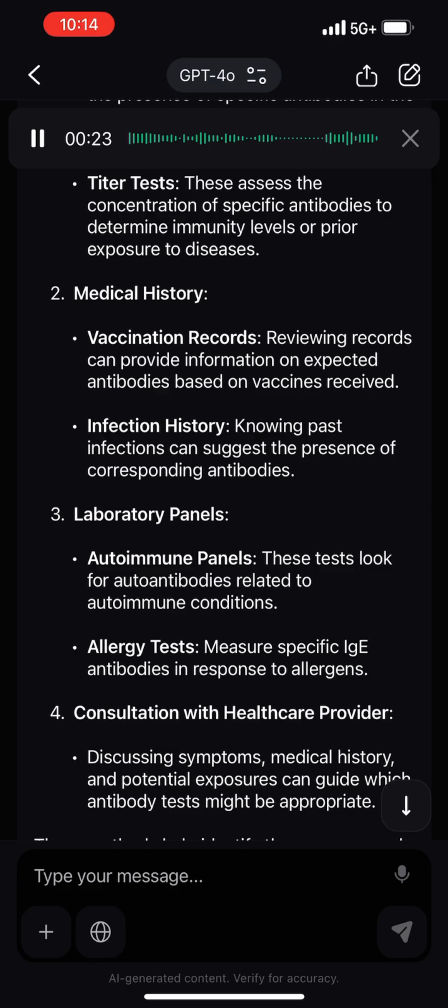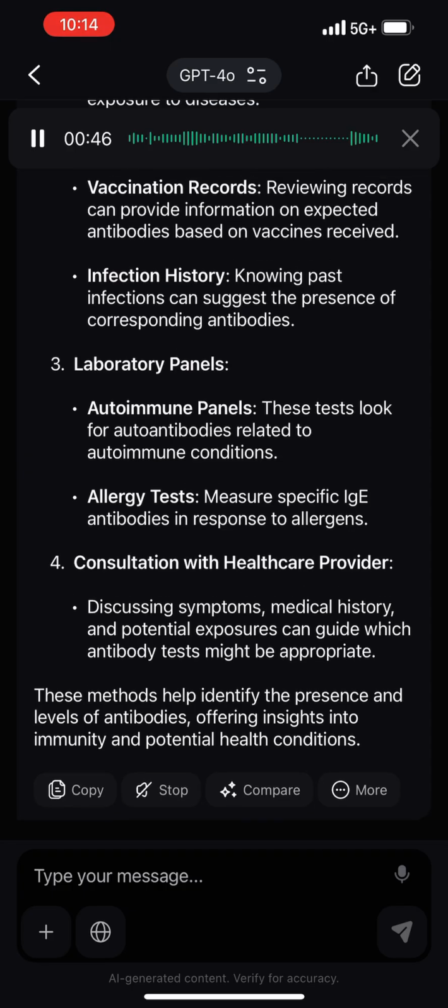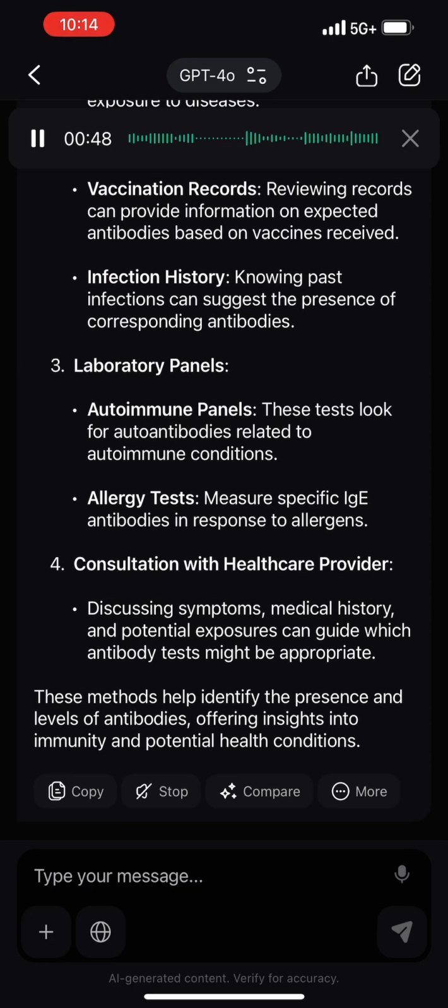2. Medical history, vaccination records. Reviewing records can provide information on expected antibodies based on vaccines received. Infection history: knowing past infections can suggest the presence of corresponding antibodies. 3. Laboratory panels, autoimmune panels. These tests look for autoantibodies related to autoimmune conditions. Allergy tests measure specific IgE antibodies in response to allergens.